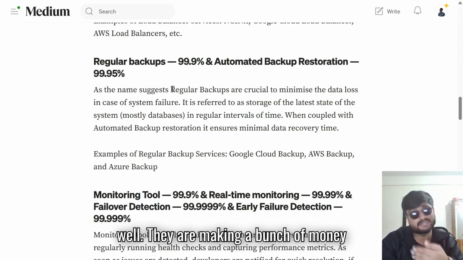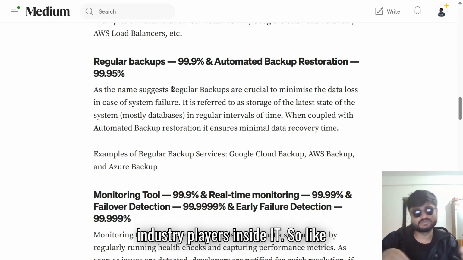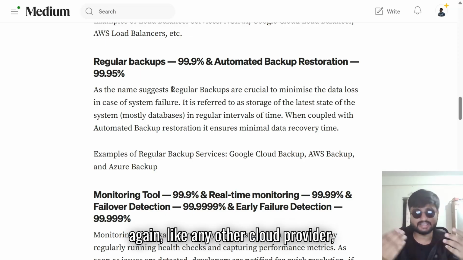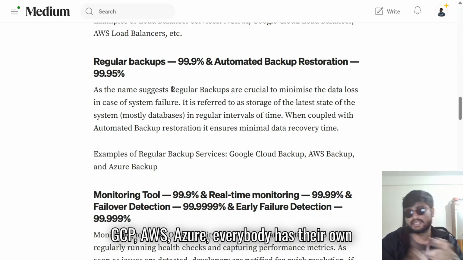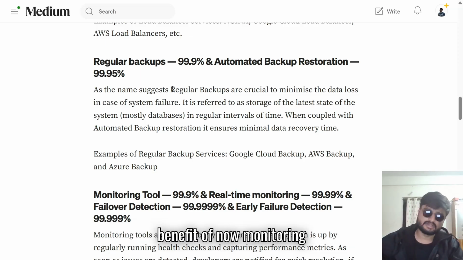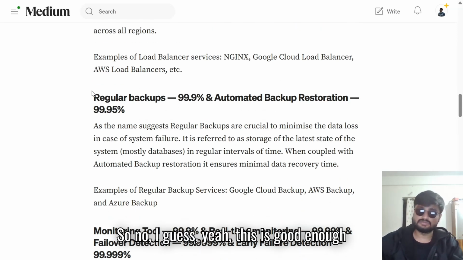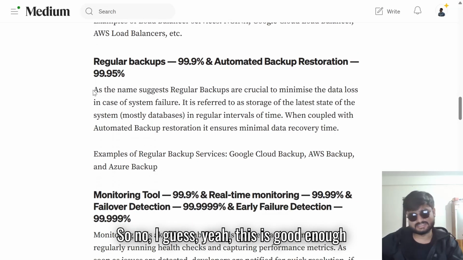Backup systems as well, they are making a bunch of money across the market, from startups to big industry players. So again, like any other cloud provider, GCP, AWS, Azure, everybody has their own backup systems, and you can take benefit of them. Now, monitoring tools.